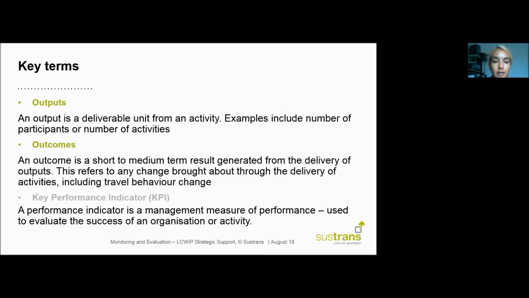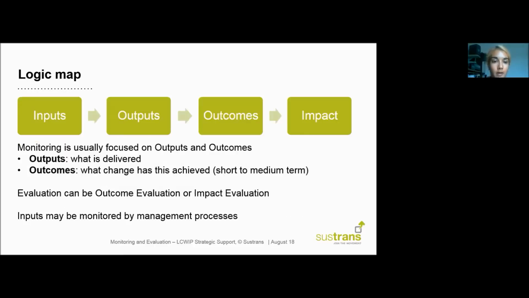I included the term key performance indicator here because it's often discussed alongside outputs and outcomes. And the reason for this is because outputs and outcomes can all be key performance indicators. But key performance indicators, or performance indicators, are management measures of performance. So it's a framing in terms of a management overview of performance rather than monitoring and evaluation, if that makes sense. So yeah, I wanted to include that there as a distinguishing term.